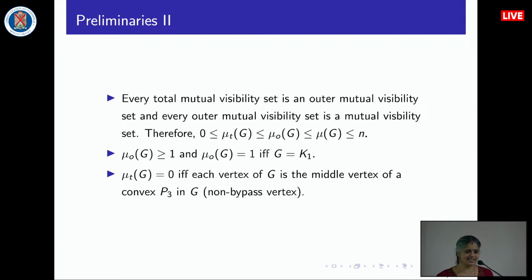If you take cycles of length n greater than or equal to 5, you have to specify that n is greater than or equal to 5. If you are taking a C4, it's not true. Say from V1 to V3, the unique path is not through V2. We have V4 also. So for C4 it is not true. For cycles of length greater than or equal to 5, you can see that every vertex is the central vertex of a convex P3. So for that graph, mu T can be even 0.